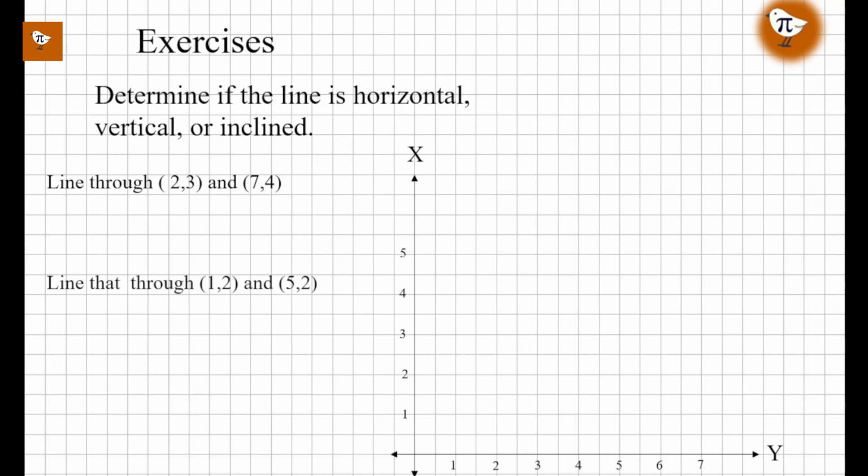The line that passes through (1, 2) and (5, 2) is a horizontal line because its y-coordinate is 2 in both points. We can also see visually that it is parallel to the x-axis. The line that passes through (3, 5) and (3, 1) is a vertical line because its x-coordinate is 3 in both points. We can also see visually that it is parallel to the y-axis.